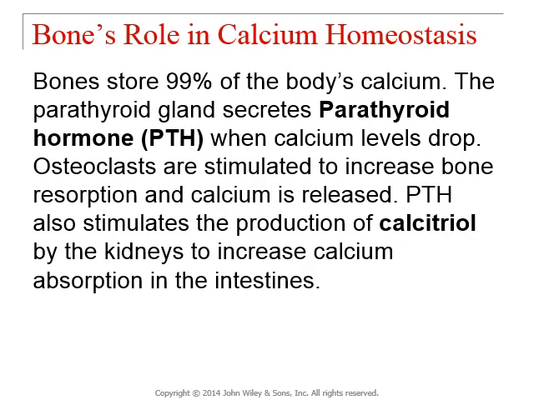So let's talk about calcium homeostasis. The bones will store roughly 99% of the body's calcium, with the remaining 1% found in the muscles themselves. The parathyroid gland will secrete what's known as parathyroid hormone, which will activate osteoclastic activity. When the calcium level drops, they'll increase bone resorption, and calcium will be released. It will also stimulate the production of calcitriol by the kidneys to increase calcium absorption into the intestines.